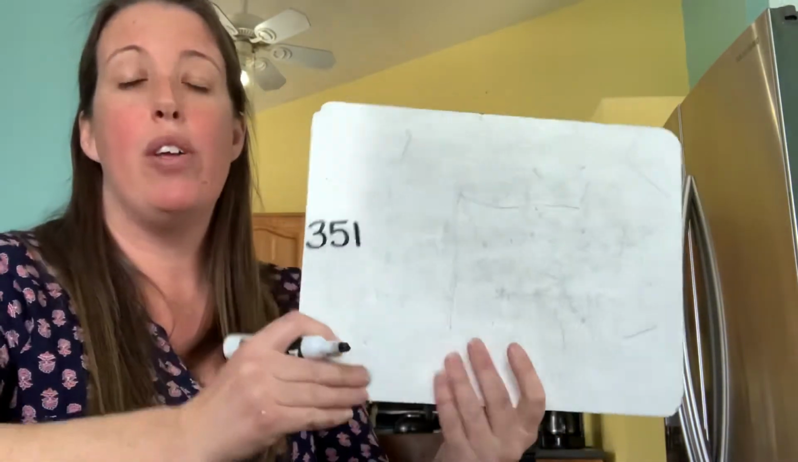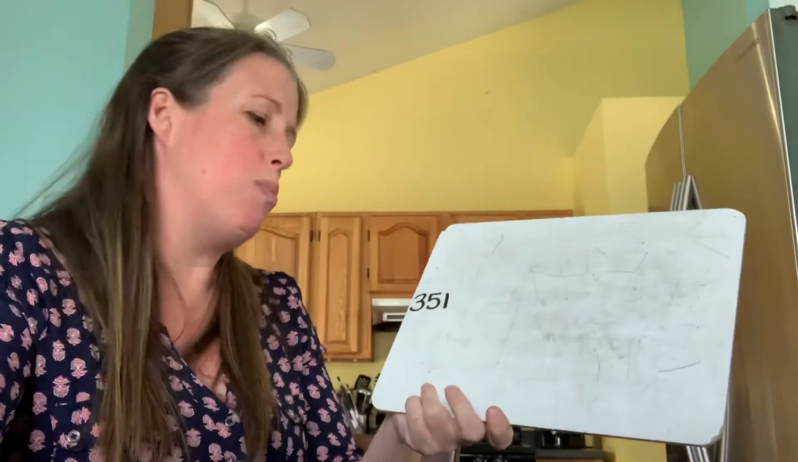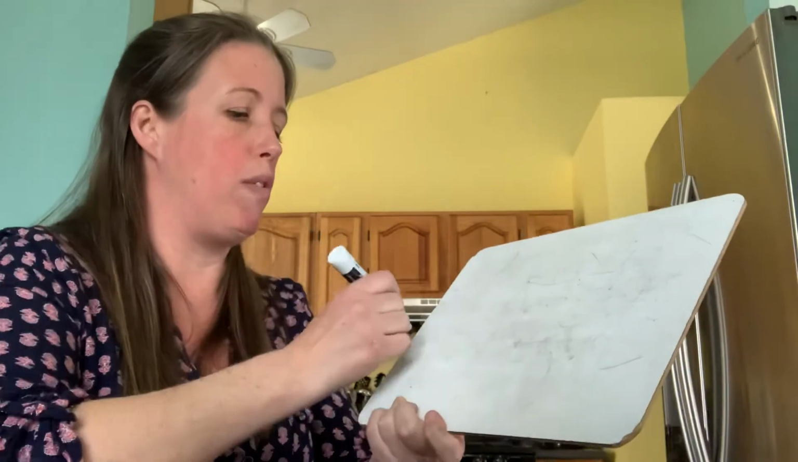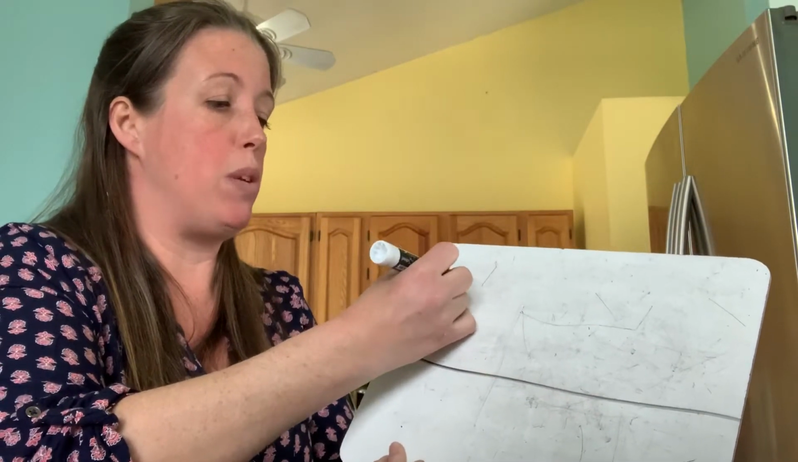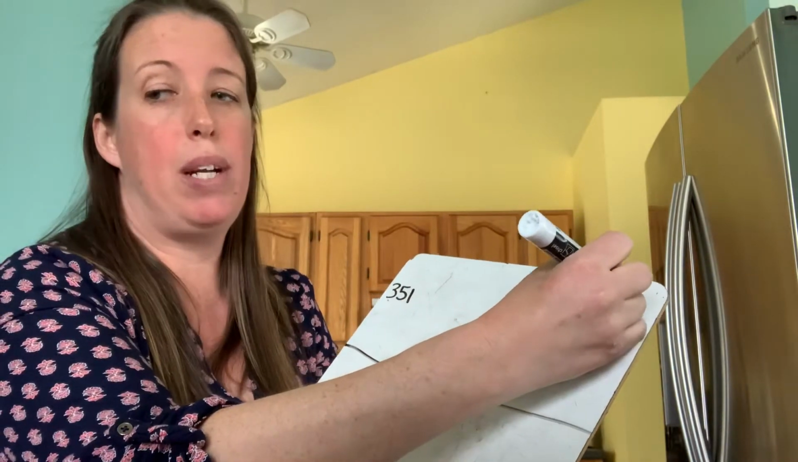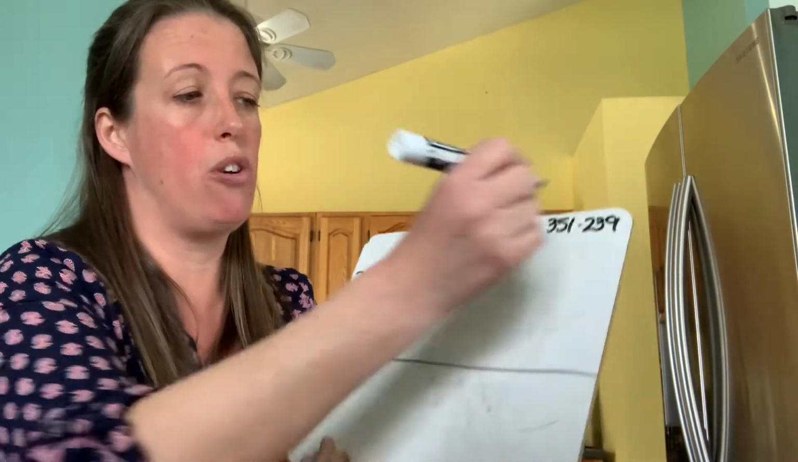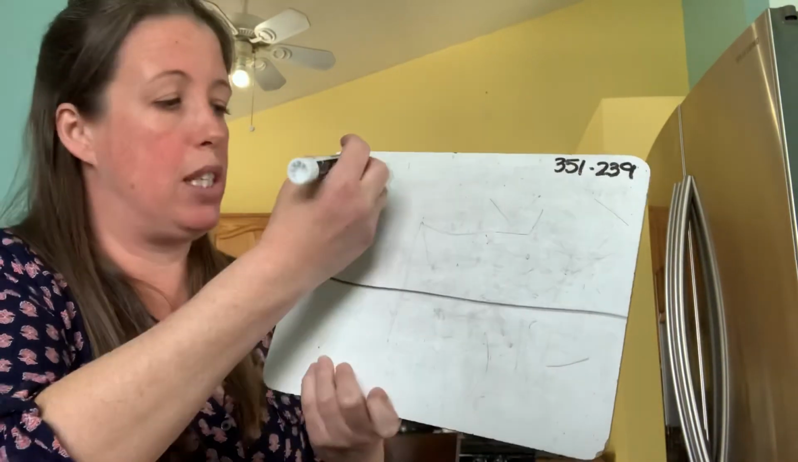And for the arrow method, you decide what you want to take away, what chunks you want to take away. So there's many different variations of this. Maybe I'll do 2 samples for you just so you can see 2 different ways. So I'm starting with my number 351. And remember the equation, 351 minus 239. So first I'm going to take away from my hundreds.